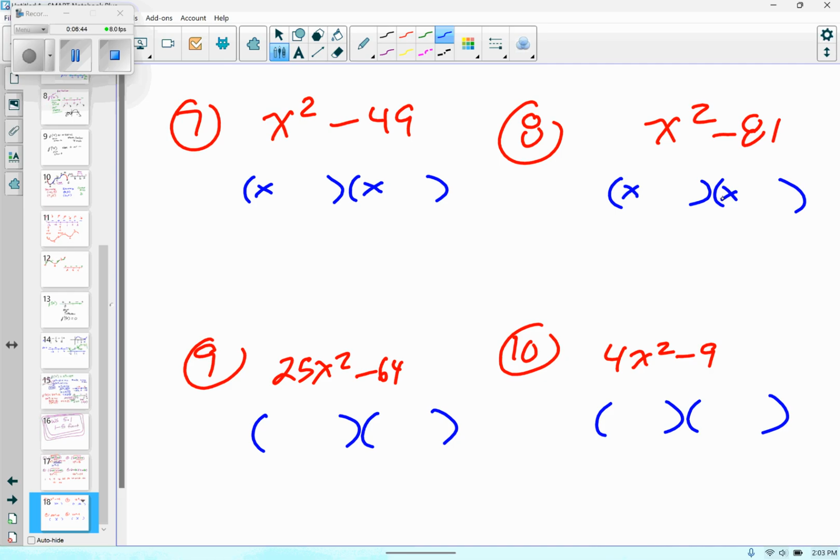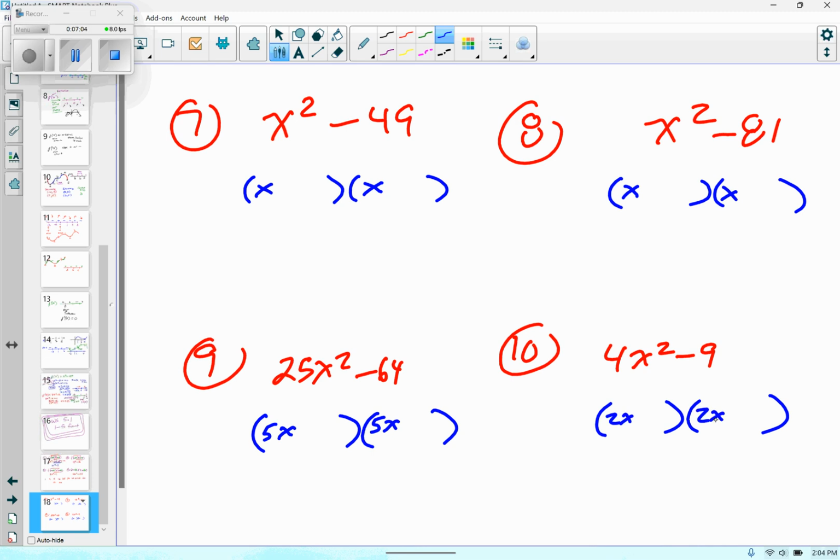Number 9, what goes in the very first spot? What do you think? X and x I agree with. Is there a number that goes along with it? Is there a number that I can multiply? 5? Yeah. So 5x and 5x. And these aren't done. What about the last one? What do you think? 2x and 2x?